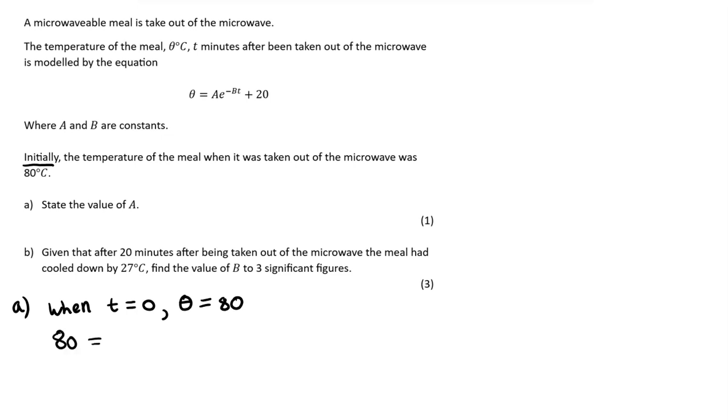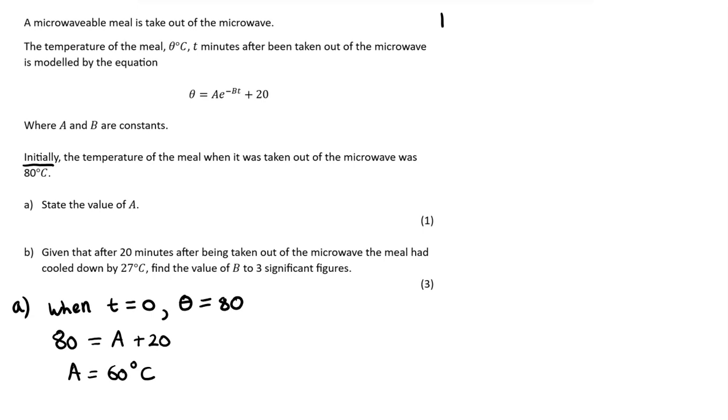T is 0, now remember, e to the power of 0, or anything to the power of 0 for that matter, is going to be 1. So that e to the power minus bt part is just going to go to 1, and 1 times anything is just itself. So it's just going to be that A. And then we've got the plus 20. So A is going to be 60 degrees Celsius. Please make sure that you put your units there because they can mark you down for that. So make sure you've got your units here.